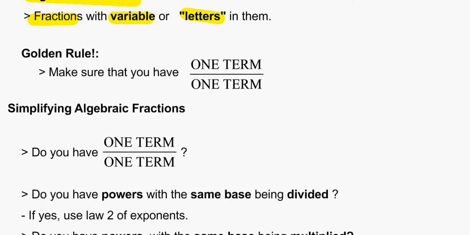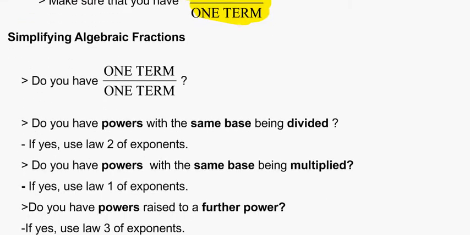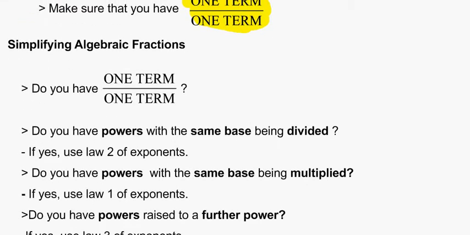Okay, so now we need to look at our golden rule. Our golden rule when we're doing algebraic fractions is to make sure that we have one term divided by another term. That is our golden rule. Okay, so how do we go about simplifying algebraic fractions?